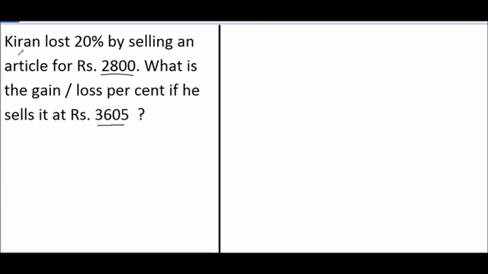All right, how to go for this one? Kiran lost 20% by selling an article for 2800. Now, the first selling price is 2800. In this transaction, he lost 20%. Now, the question is what gain or loss percent he will get if he sells this one at 3605. If the second selling price is 3605, now what should be the gain or loss percent?